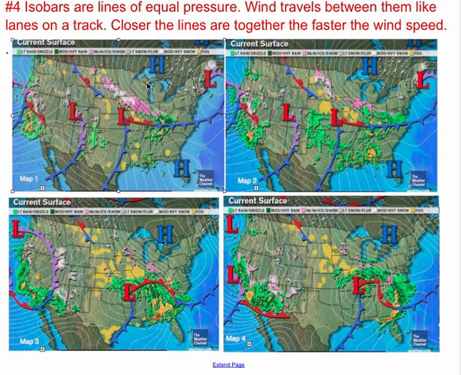Isobars, they're the little white lines on these maps, are lines of equal pressure, as in air pressure. Wind travels between them like lanes on a racetrack. If you go back to before, air moves from high to low, but it turns and spins, so the air is actually going to be cruising around like lanes on a racetrack. Where the isobars are closer together, they're much closer here than here, the winds are faster where they're closer together, slower where they're spread out.